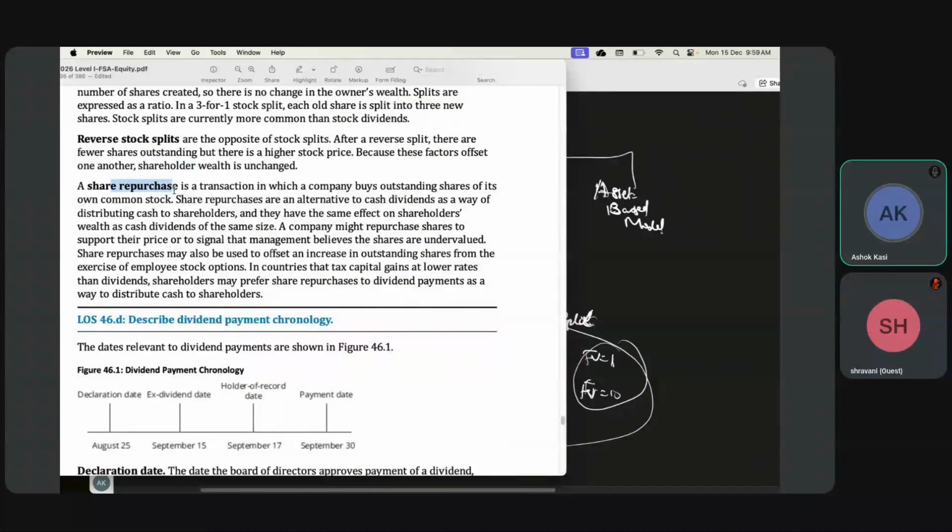Then share repurchase means buyback of shares. So a company can buy back shares as well. That time it is called share repurchase. When they buy back, the number of shares in the market will be reduced, and so earnings per share will go up.